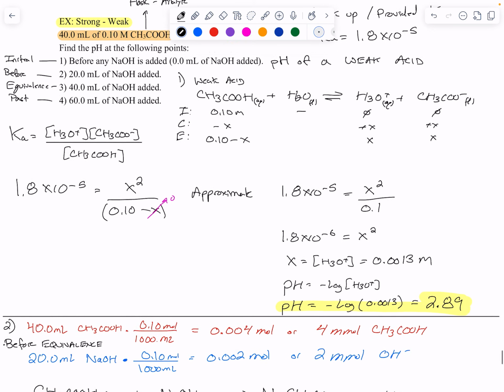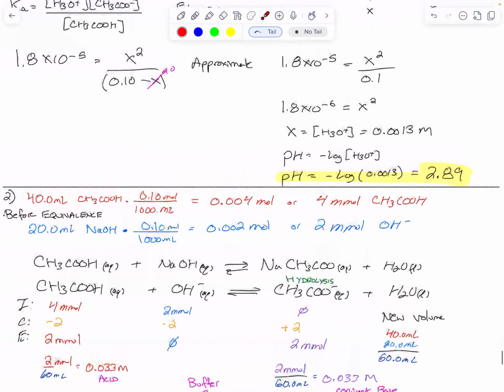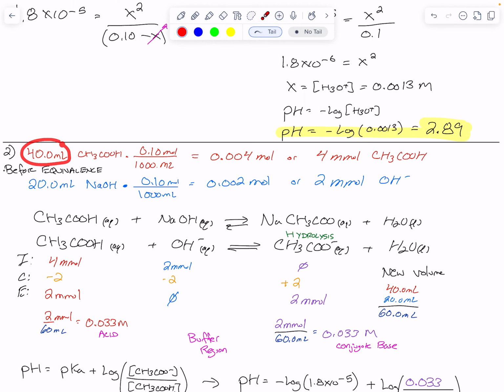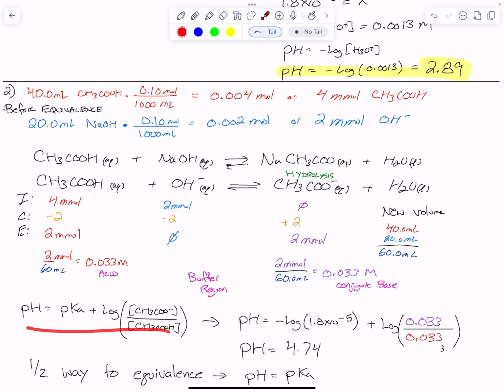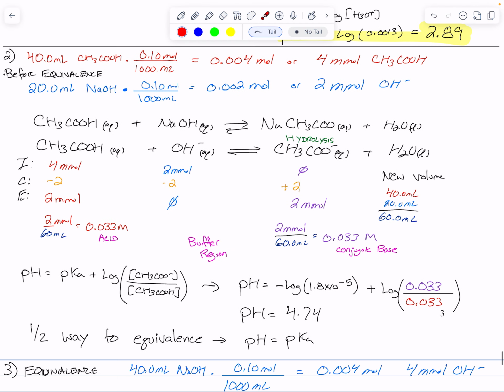Then we start adding from the burette, all right. So we had our initial amount of acid, our initial amount of base. We found our initial moles. We have our net ionic equation, all right, and we've got hydrolysis going on. But we are before equivalence. And so we have in solution acid and the conjugate base, which means it's a buffer, right? So we can use Henderson-Hasselbalch here to calculate the pH, and we did, because in this case, since we are exactly halfway to the equivalence, the pH equals the pKa.